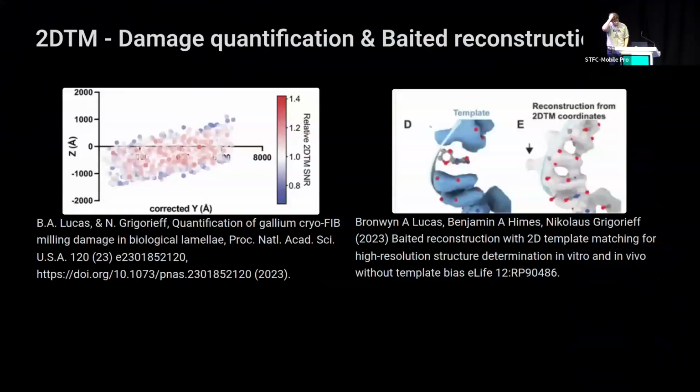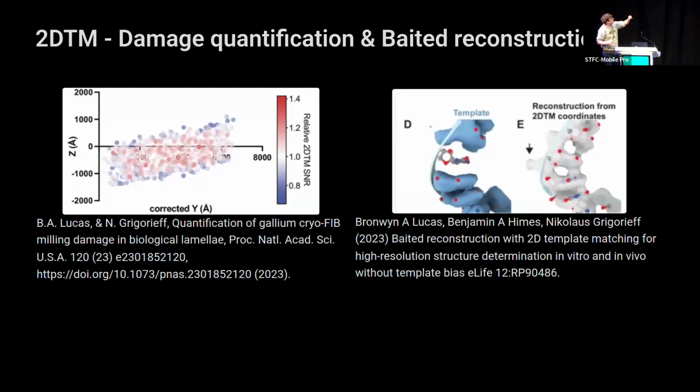We knew that this would be a great technique to assess the sample because of the brilliant work of Bronwyn Lucas, who previously used it to quantify the damage that occurs during FIB-milling. On the left image, all the dots are detections of 60S subunits, and they're colored by their SNR, based on their cross-correlation. You can see that the cross-correlation is worse at the bottom and top surface of the lamella, which we interpreted as the ribosomes there getting damaged by radiation damage. So this is super neat to figure out.